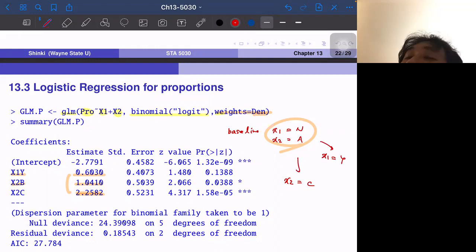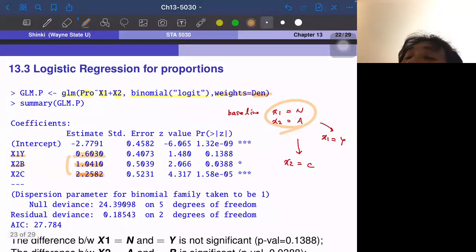But the interpretation of this number is a little bit harder. Actually, this affects the log odds. So the log of success probability over failure probability is equal to beta naught plus beta 1 x1 plus dot dot dot. So this 0.6 means that if x1 becomes y, then this log odds becomes 0.6 higher. So it's a little bit more difficult to interpret than a linear regression model. But at least we can see the significance.